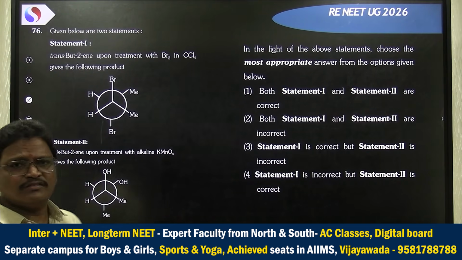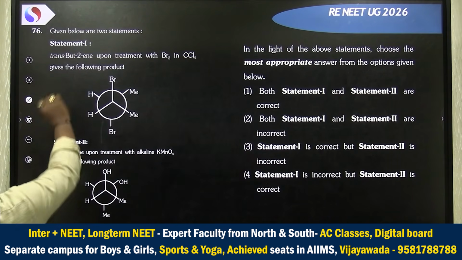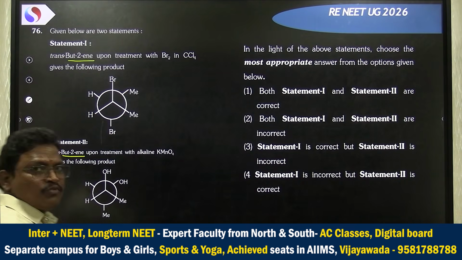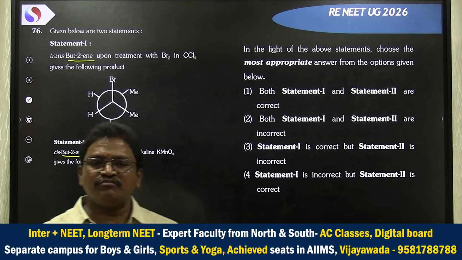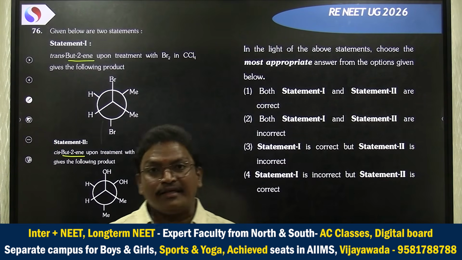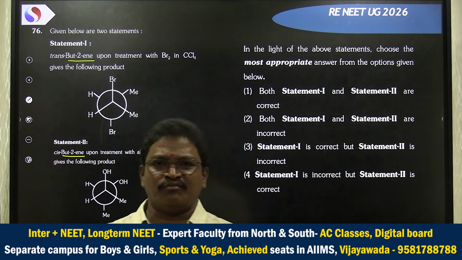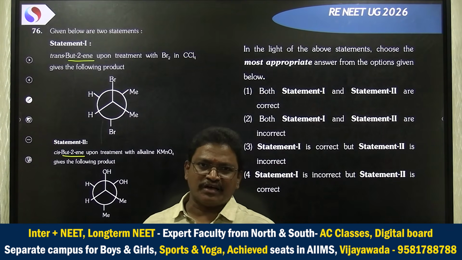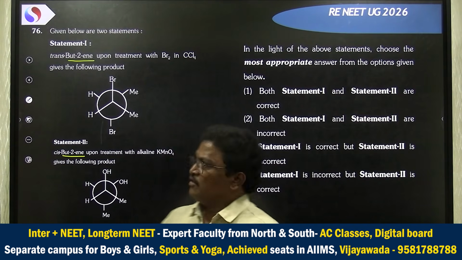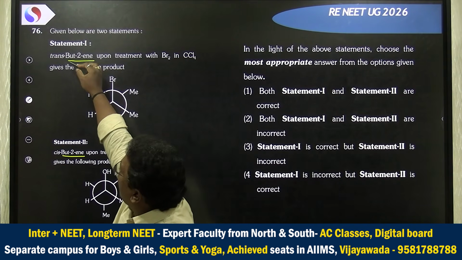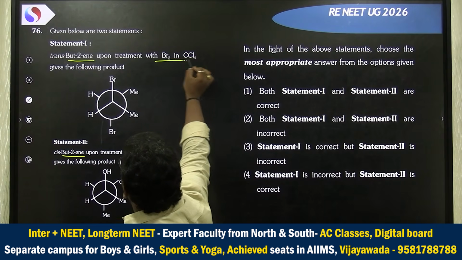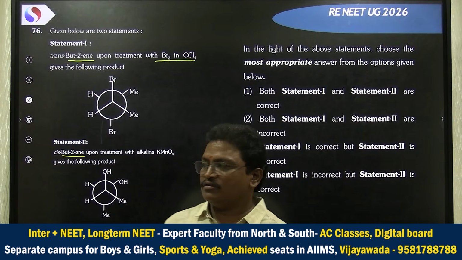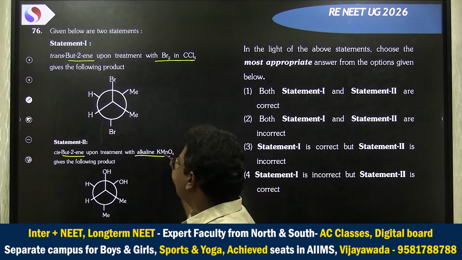Now let us discuss. Here in both cases they gave 2-butene. Both cases it is 2-butene, which means it is an alkene. Alkenes are unsaturated compounds, right? Unsaturated compounds, in most cases, are involved in addition reactions. Here the condition is very simple. Alkene treated with bromine means it involves an addition reaction. Here also the alkene is treated with alkaline KMnO4.